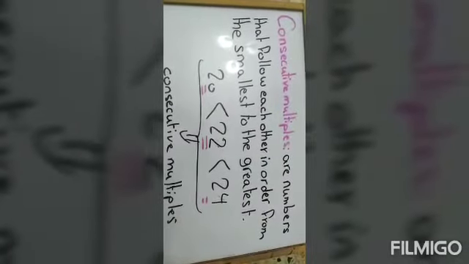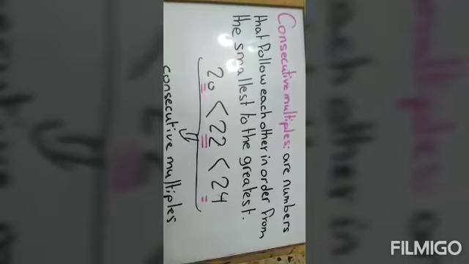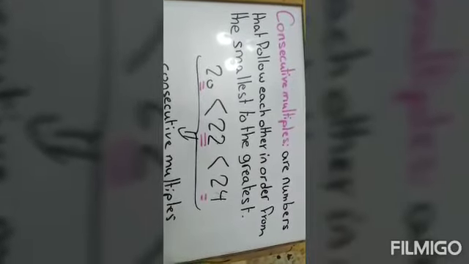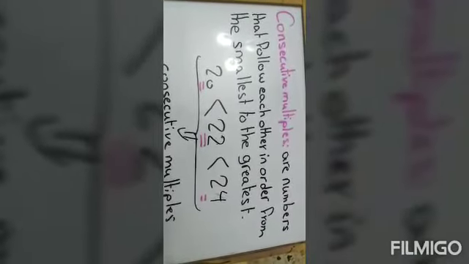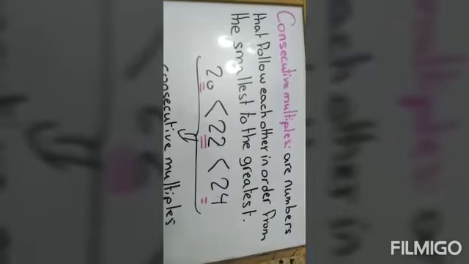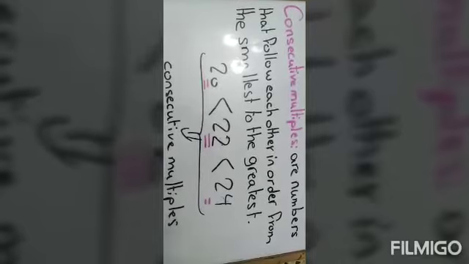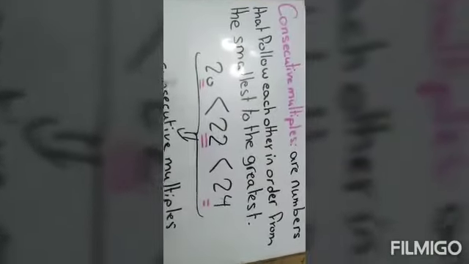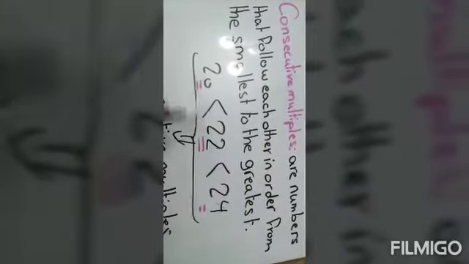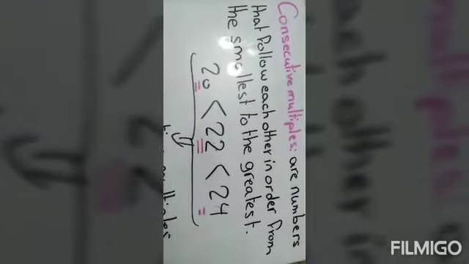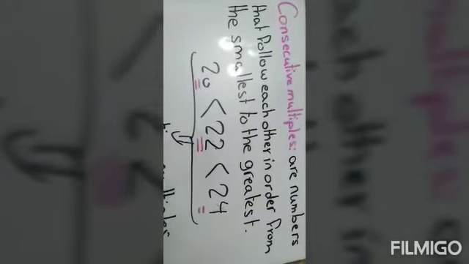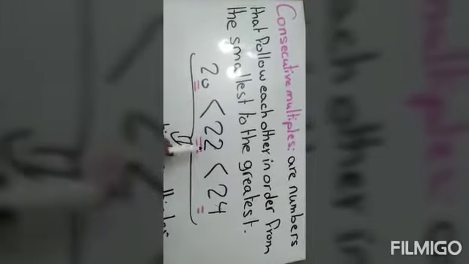Miss you so much. Today we are going to explain about consecutive multiples. They are numbers that follow each other in order, from the smallest to the greatest. For example, 20, 22, 24. They are called consecutive numbers because they are following each other by counting by 2, and from the smallest to the greatest. As you notice here, they end with even numbers, 0, 2, and 4.